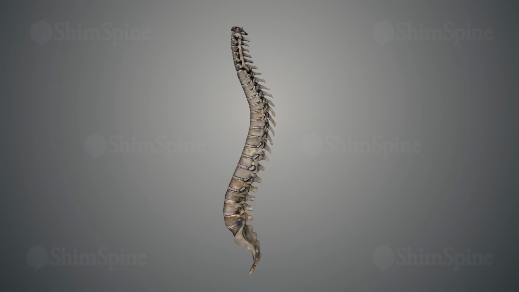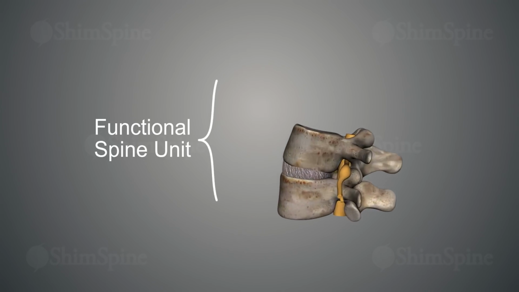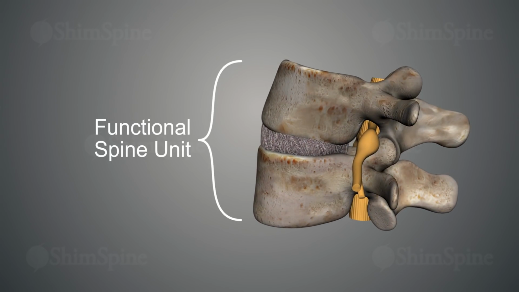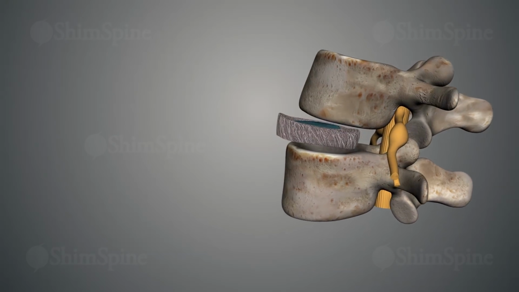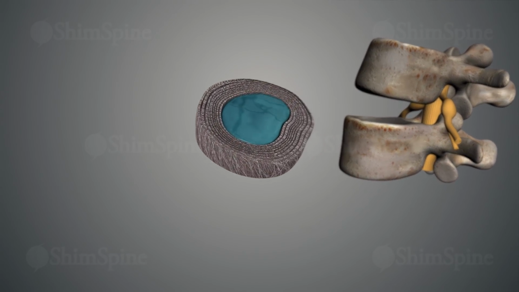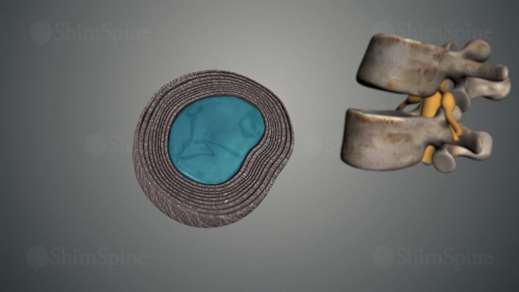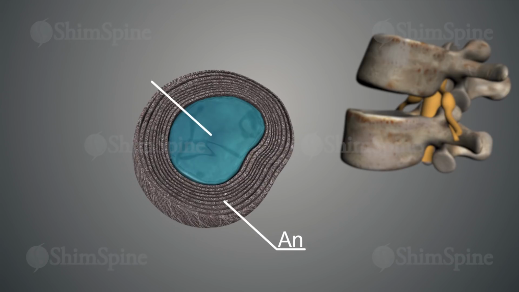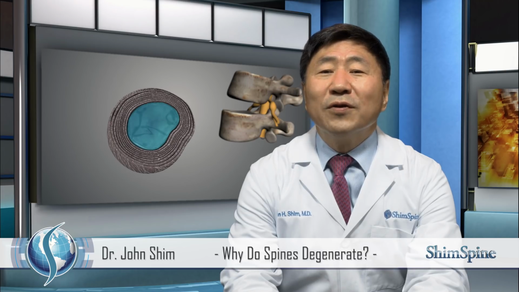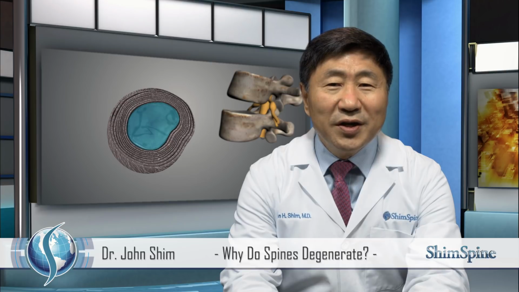As you know, the spine is composed of the functional spine unit, the so-called vertebral body sandwich, with the intervertebral disc being the center of the sandwich. For this discussion, we will focus on an intervertebral disc. The disc is composed of two main components. The center is the nucleus, the outer section is the annulus fibrosus. Current day research indicates the water-filled nucleus changes as we age.